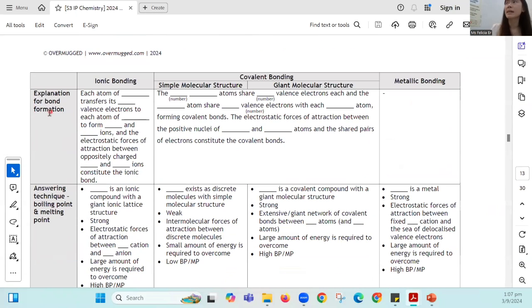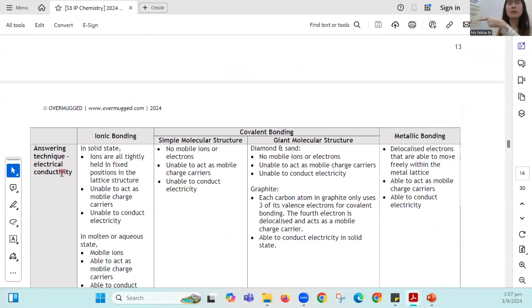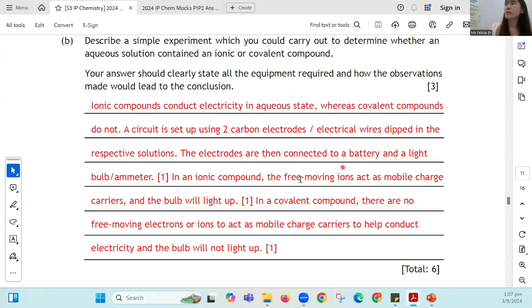the answering techniques. For example, if they ask you, can you describe how an ionic bond forms between Na and Cl? Or can you explain the question about boiling and melting point you saw just now, or the one I just went through, like electrical conductivity? I've written it out nicely for you. These are answering techniques, answering templates. If you follow these templates and write them in, you'll get full marks. These are the parts where you need to play your part in studying. You need to remember all the key points. Yep, so then, using the answering technique.